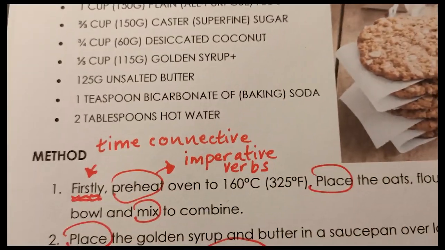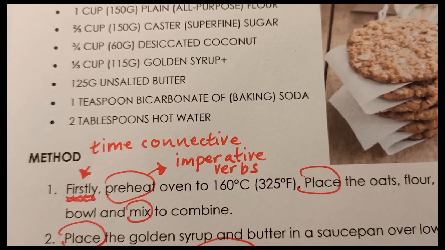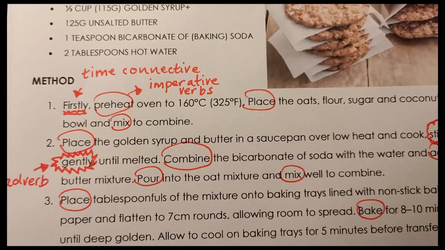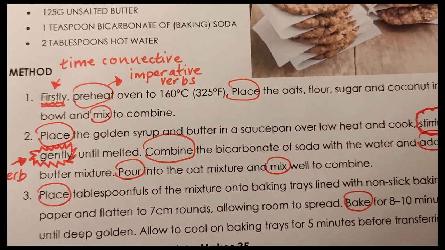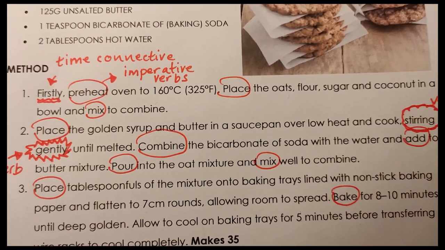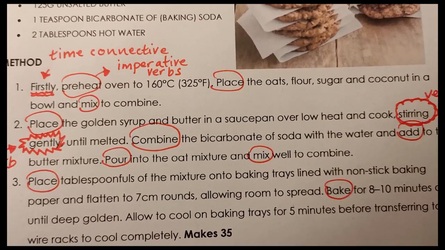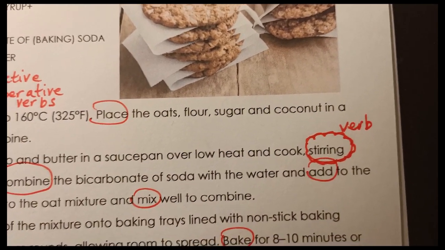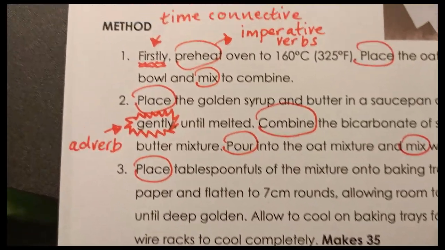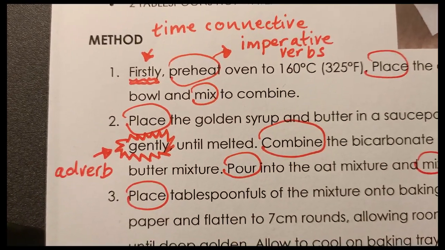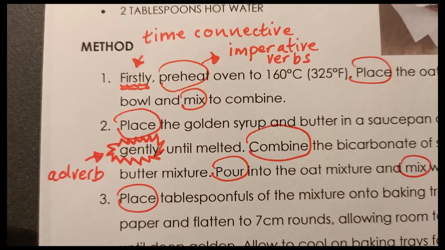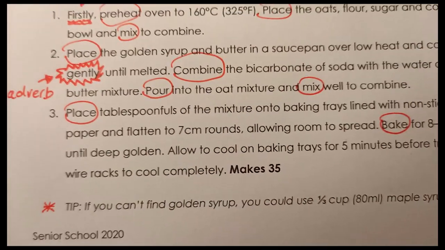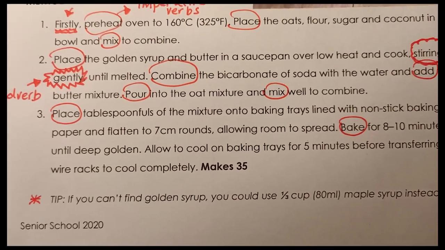We can see here on step 1, we've used a time connective firstly. And then all these circled words, they are our imperative verbs, our commanding verbs. So you can see how important they are in a procedural text. Over here we have an example of a verb, a doing word, so we are stirring. And over here we have the adverb gently. So we're making sure that we're stirring gently. Right down the bottom, you can also add a little tip if it's appropriate for you and your piece of writing.